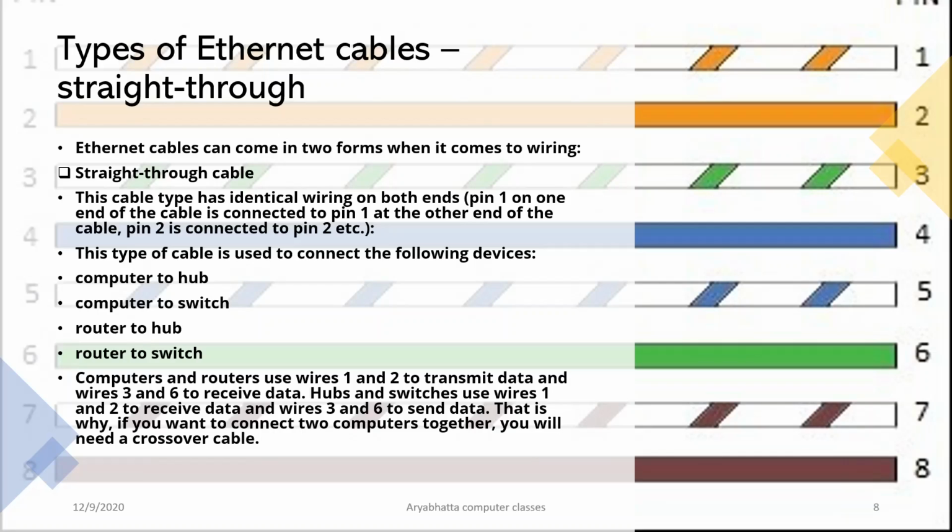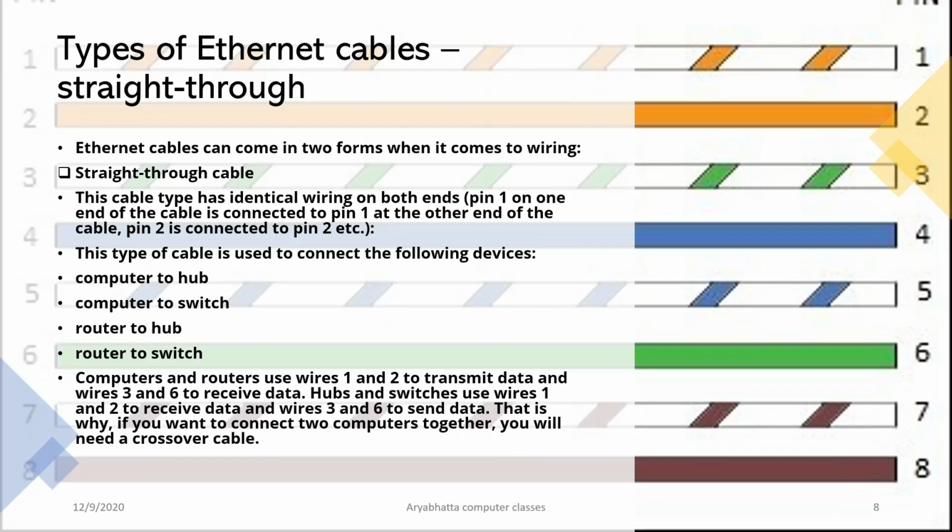This type of cable is used to connect the following devices: computer to hub, computer to switch, router to hub, router to switch. That means we can say different types of devices are connected with a straight through cable, that means different layered devices. You can see a computer and hub, computer to switch, because the computer and hub are different layered devices. Computers and routers use wire 1 and 2 to transmit data and wire 3 and 6 to receive data. Hubs and switches use wire 1 and 2 to receive data and wire 3 and 6 to send data.